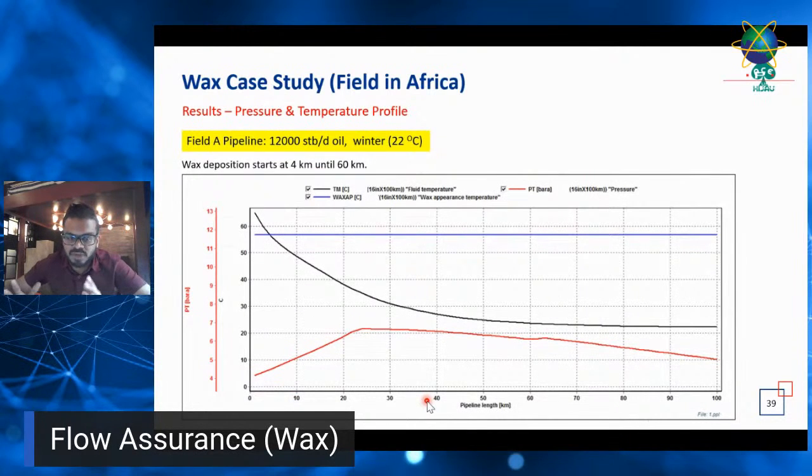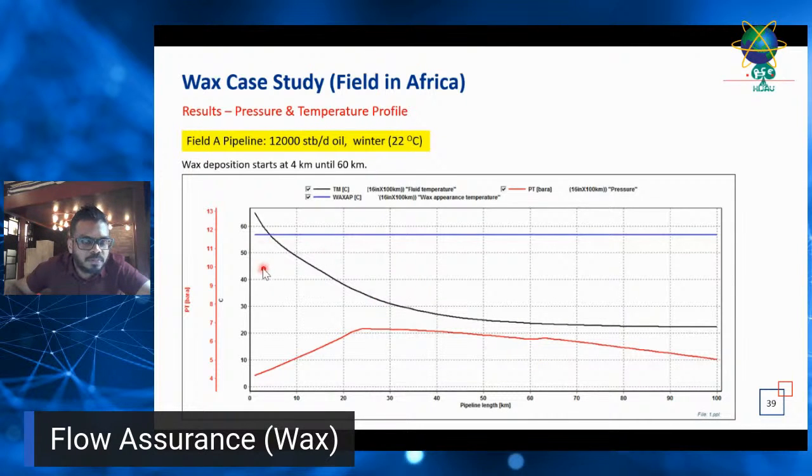Let's look at the temperature profile for this flow line. This is flowing at 12,000 barrels per day of oil during winter, 22 degrees C, and the WAT is 56.5 degrees C. This black line is your temperature profile, and this is your pressure profile. The pressure profile just shows that it's flowing downwards, which is why there's an increase in pressure. The bathymetry is going down.